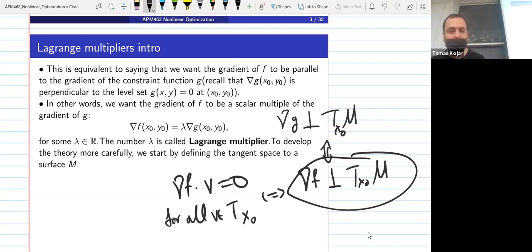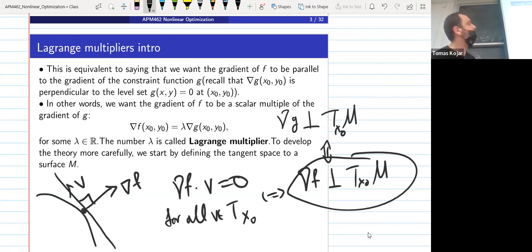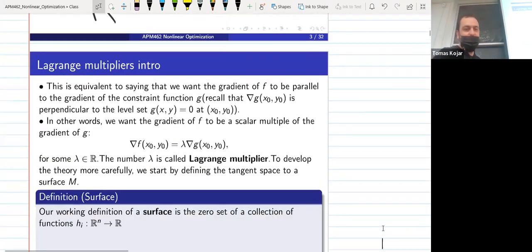Okay, so pictorially, here's the picture, here's the vector v, and here's the gradient of f. If this orthogonality is satisfied, you have that x naught is a local min. Okay, yeah. All right. Oh, I had metric spaces. It was pretty cool.